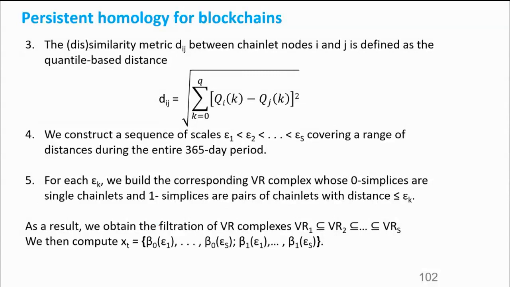And then for each epsilon threshold, which is the same thing as the alpha that we covered before, we build the corresponding VR complex whose zero simplices are single chainlets and one simplices are pairs of chainlets with distance less than epsilon k. As a result, we have a nice Vietoris-Rips filtration over the chainlet graph, where we can compute Betti numbers, Betti 0 or Betti 1, over these epsilons from epsilon 1 to epsilon s.